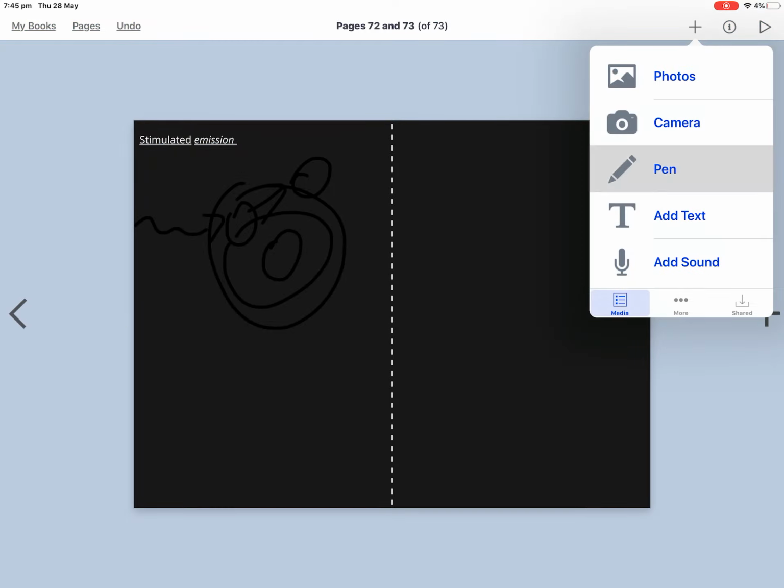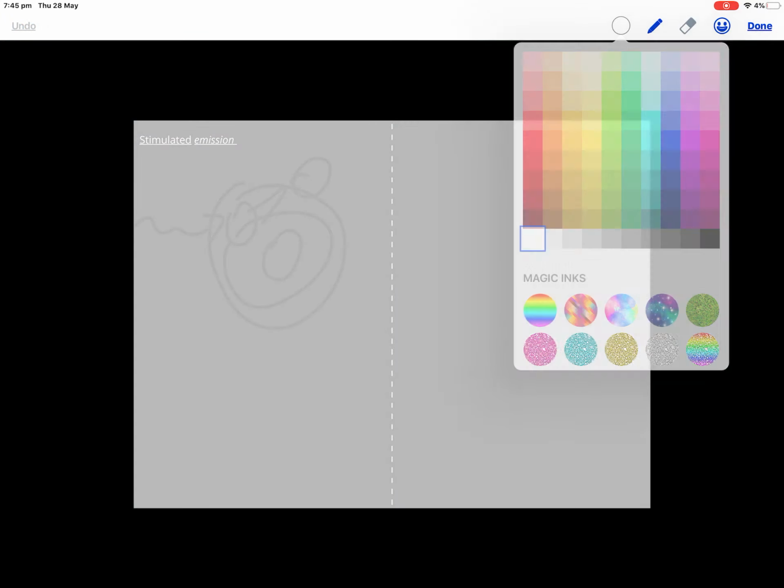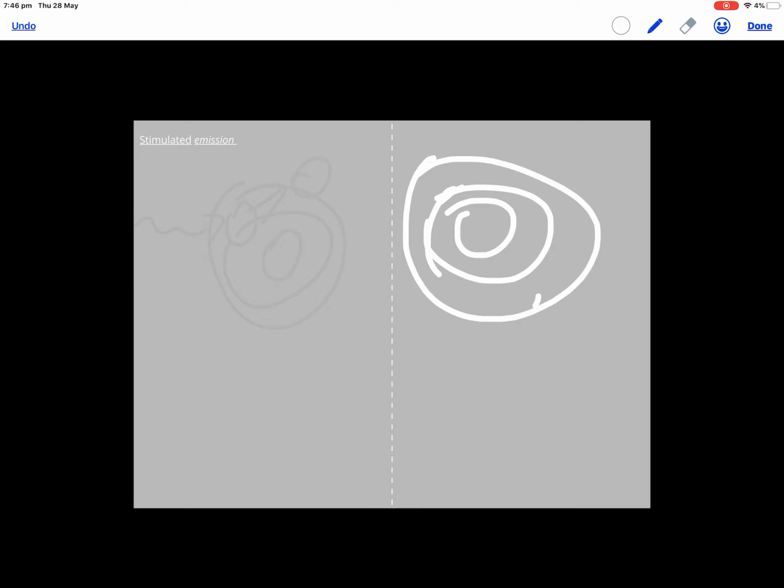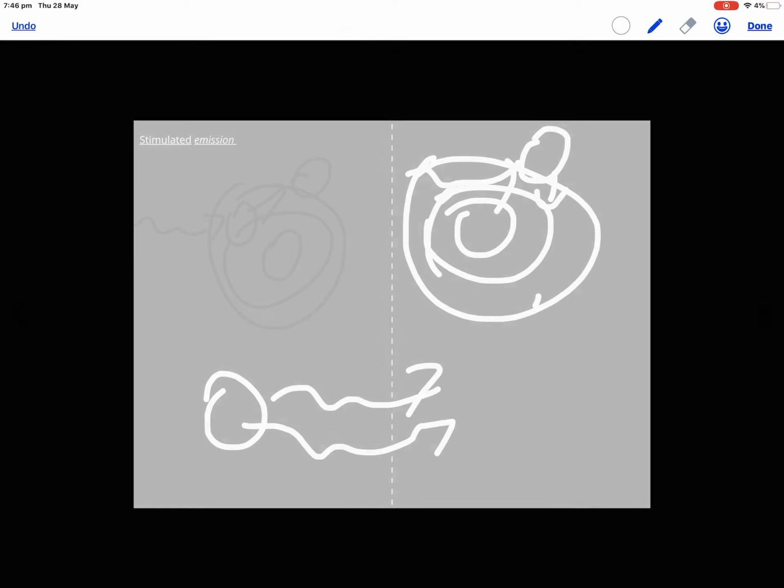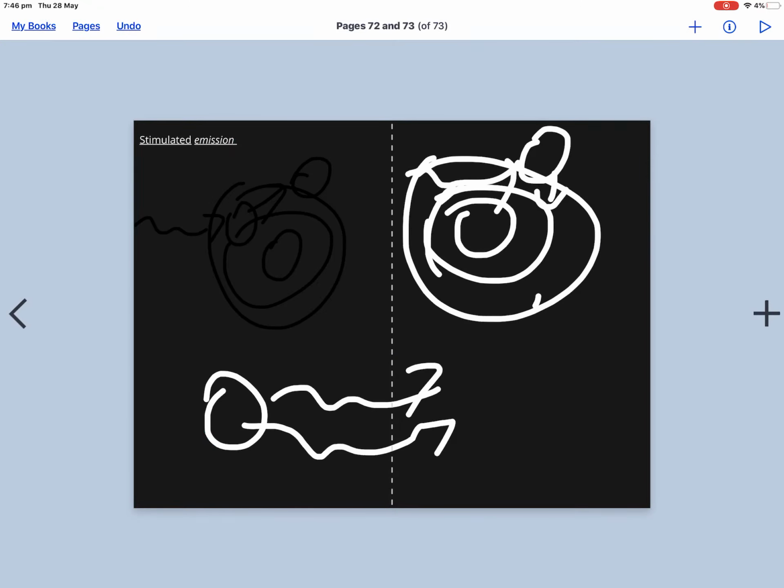So stimulated emission. First let me change this to white. So let's say an electron will drop from the excited state since it will run out of energy in 100 nanoseconds. That's very quick. But let's say when it's falling down a photon comes, and with that the photon becomes 2 photons. Okay, so that's stimulated emission.